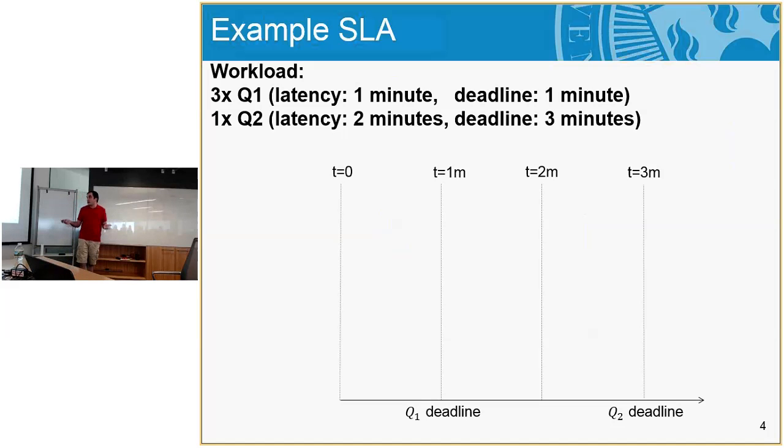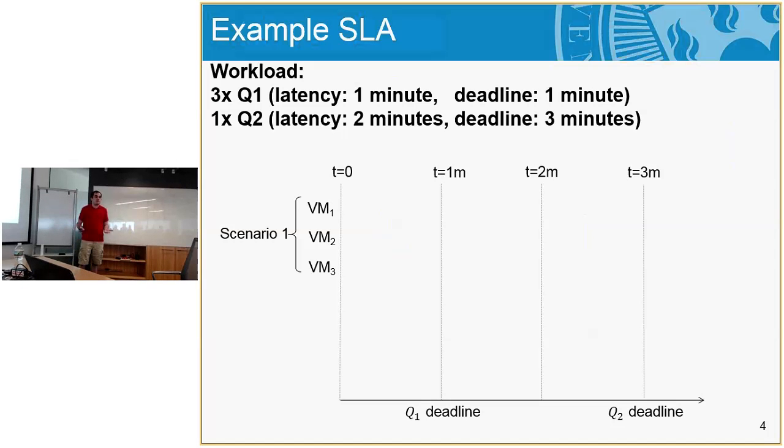So for example, remember our workload again is 3 queries of type Q1 and 1 query of type Q2. Imagine that queries of type Q1 have a latency of 1 minute, and that queries of type Q2 have a latency of 2 minutes. If we have a service level agreement that says, I want all of my queries of type Q1 done within 1 minute, and all of my queries of type Q2 done within 3 minutes, we can have a lot more complexity in our decisions about resource provisioning, query placement, and query scheduling.